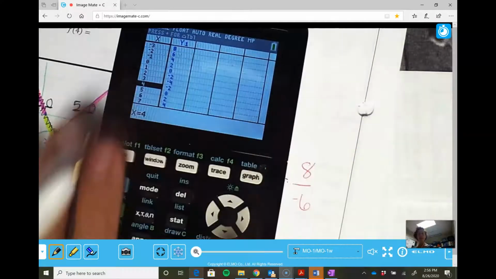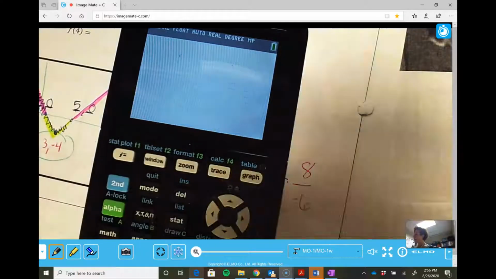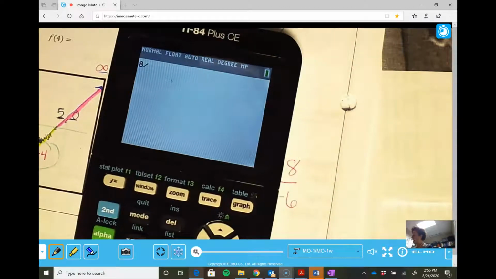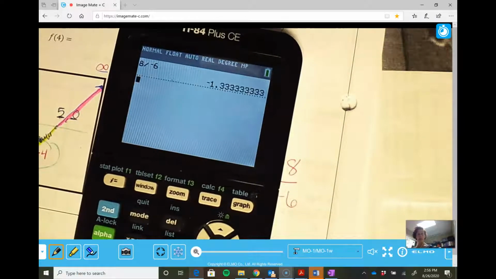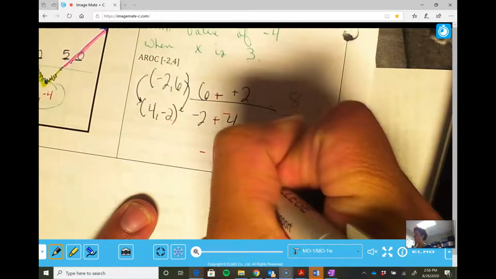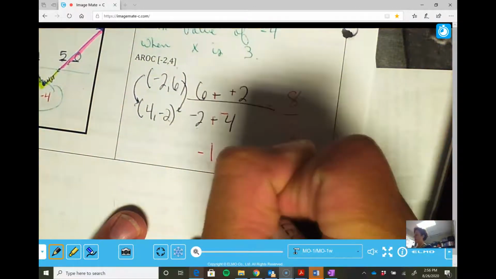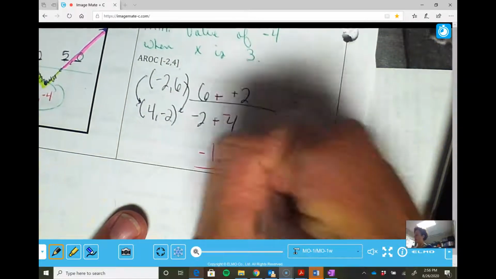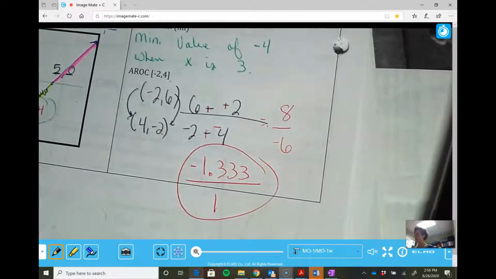So you want to get out of the screen by hitting second mode on any format that you're using, and just do 8 divided by -6, enter, and that's going to be my answer, -1.333. We'll go 3 decimals over 1. That is our average rate of change.